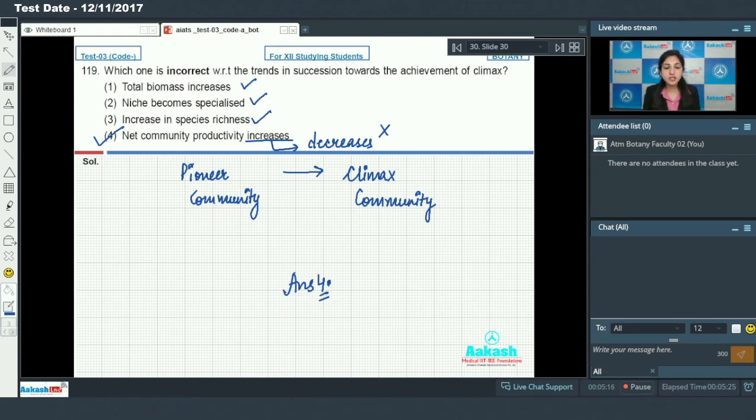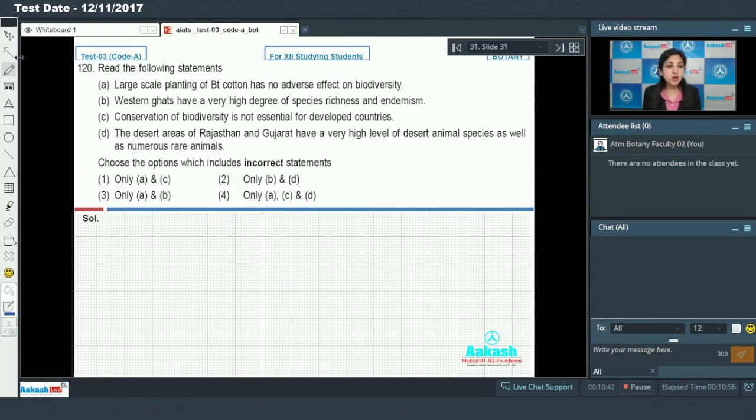Moving on to the next question, that is question number 120. Question number 120 says, read the following statements. Here you are given certain statements and you have to identify which ones are the incorrect statements. Large-scale planting of Bt cotton has no adverse effect on biodiversity. No. Large-scale planting of Bt cotton has adverse effect on biodiversity.